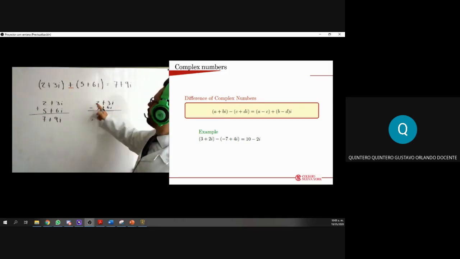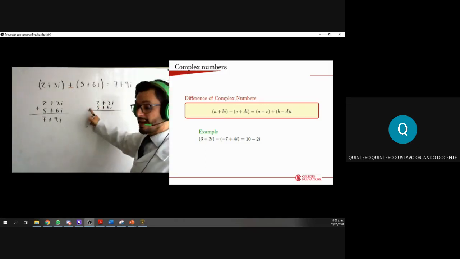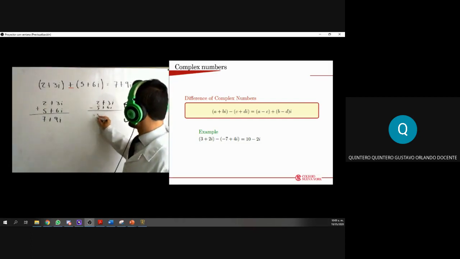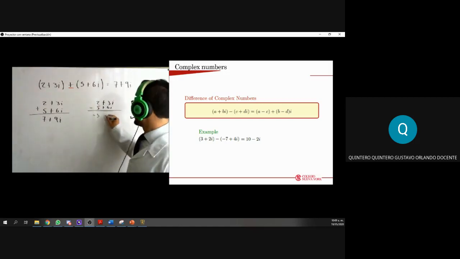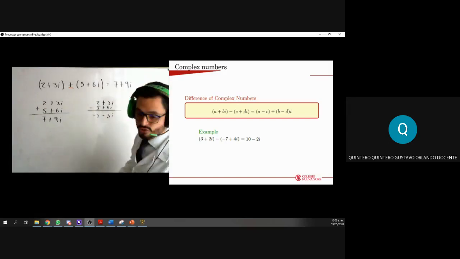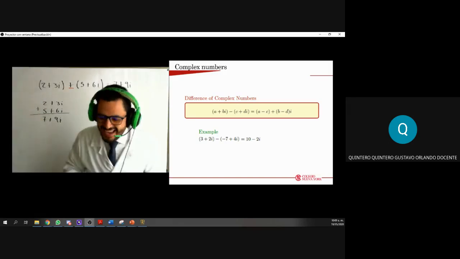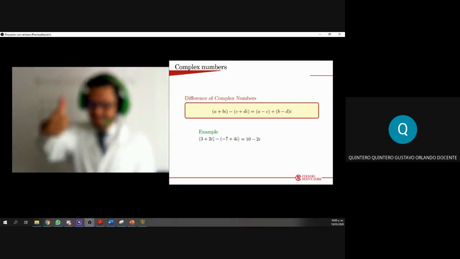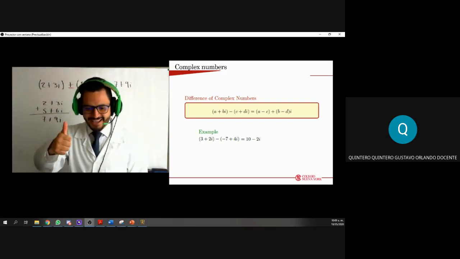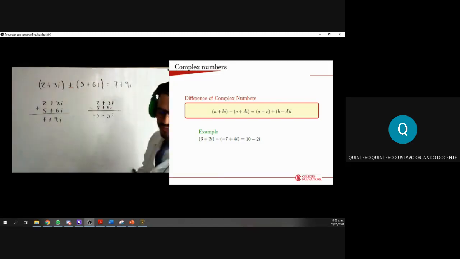Now, 2 minus 5. The operation is minus, so I'm going to do the minus like that. 2 minus 5, that is negative 3. And then 3 minus 6. 3 minus 6 is negative 3 as well. So we have negative 3 minus 3i. You guys are faster than me. All right, pretty good. Pretty good, guys. Congratulations. Okay, pretty good.